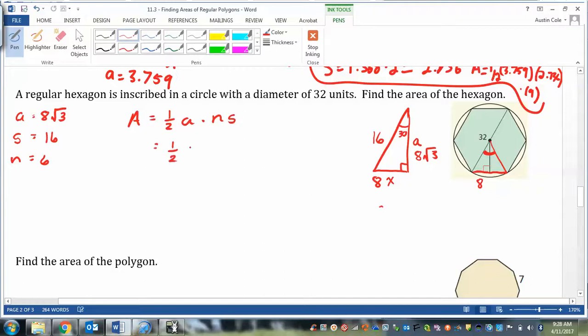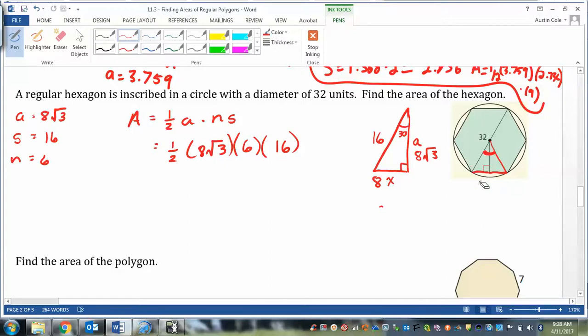1/2. My apothem is 8 square root of 3. Guys, to be as accurate as possible, I'm going to write that in there, and then when we type it into the calculator, we'll figure that out. The number of sides is 6. And the side length is 16. Wait a minute.